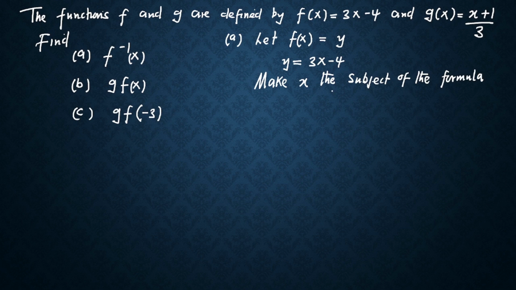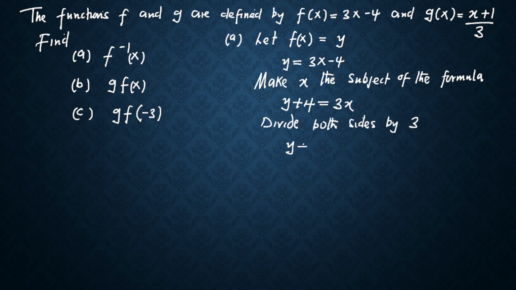When you're making x the subject of the formula, this minus 4 is going to cross the equal sign. Take note, whenever a number crosses the equal sign, the sign of operation changes. If it was a negative, it becomes a positive, and if it was a positive, it becomes a negative. So we have y plus 4 equal to 3x. Since we're interested in x, we divide both sides by 3, so that we remain with x.